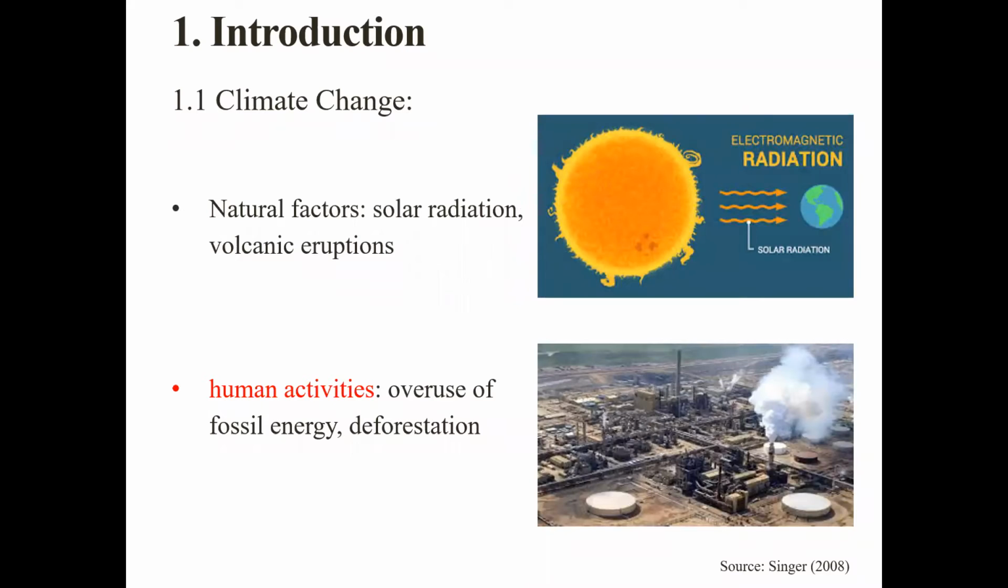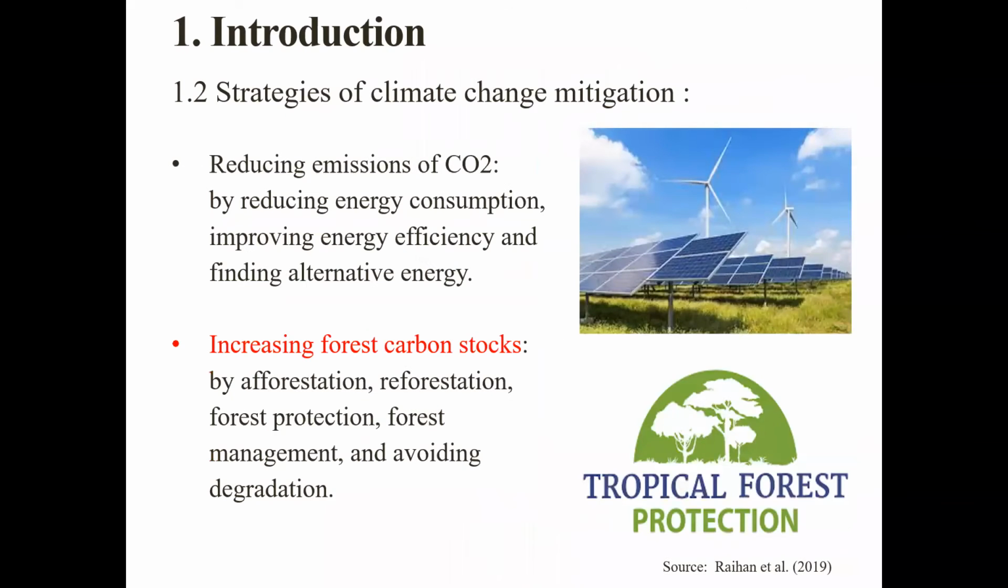Firstly, there is some background. 2 factors cause climate change. One is natural factors. Another is human activities. Human activities are the main factor. There are 2 strategies of climate change mitigation. One is reducing emission of CO2. Another, which is important, is increasing forest carbon stocks.